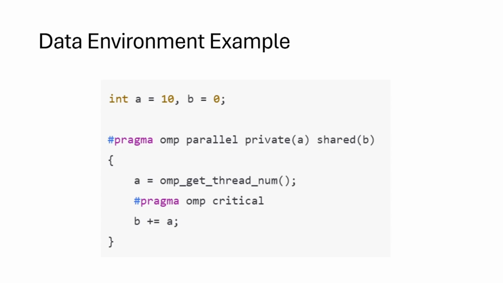This is a simple example to understand the data environment, like pragma omp parallel private, and also shared. This is to get the number of threads, and then pragma omp critical, and then each thread would execute this printf.